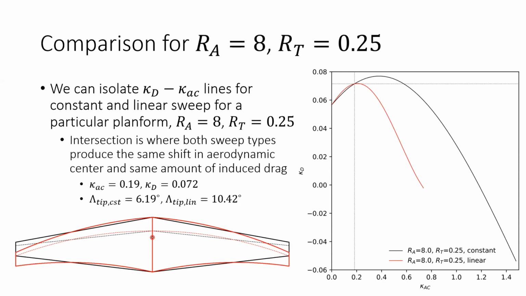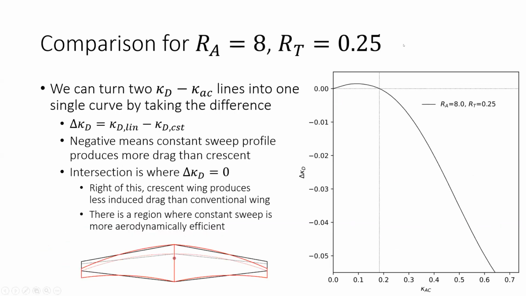If we look at these two lines here, the red and the black line, and we subtract them from one another, we get a delta kappa D. It's defined as the drag of the wing with linear sweep profile minus the drag of the wing with a constant sweep profile. So if that value is negative, it means that the constant sweep profile produces more drag than a crescent wing.